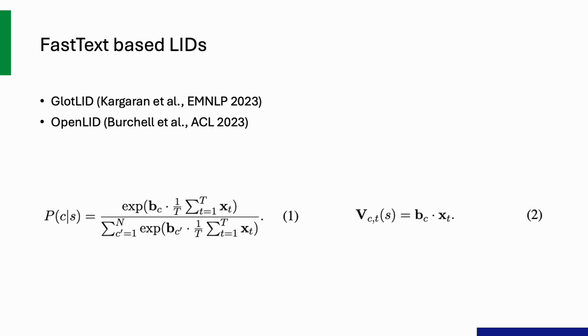As for our experiments and explaining how MaskLID works, we decided to use LIDs based on the fastText architecture. There are two reasons for this. First, LIDs based on the fastText architecture are quite popular, such as GlotLID and OpenLID. Second, the fastText architecture is linear, so we can exactly know how much each feature contributes to the final decision, and with that identify the features associated with each language.